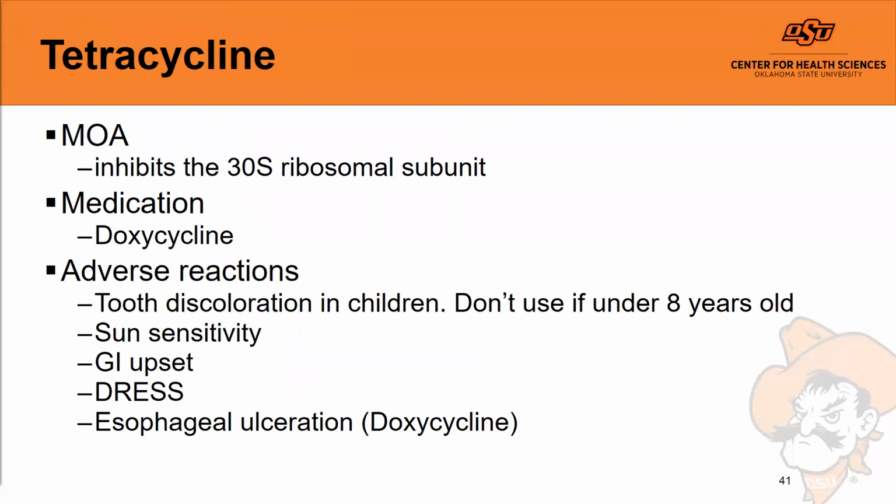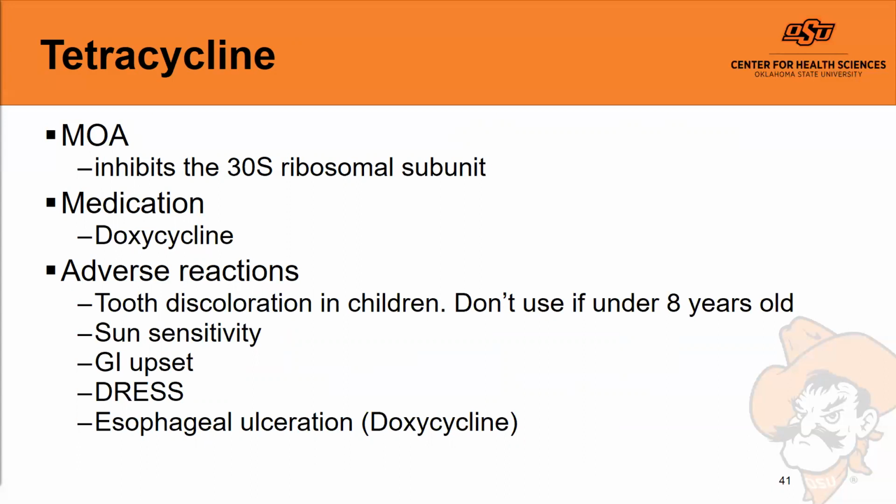Tetracyclines: doxycycline is the one mentioned in the guidelines, and it will inhibit the 30S ribosomal subunit. Doxycycline does not cause QT prolongation like azithromycin does. So if a patient has a history of arrhythmias or prolonged QT, this may be a better option for atypical coverage. Tooth discoloration can be seen in children under 8 years of age, so it's not recommended in that age group.